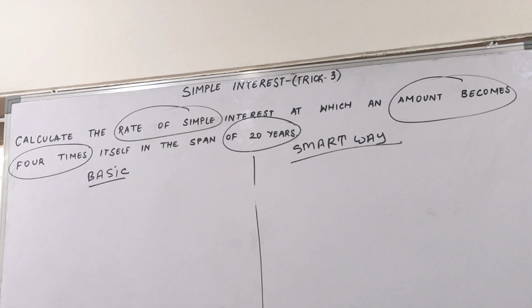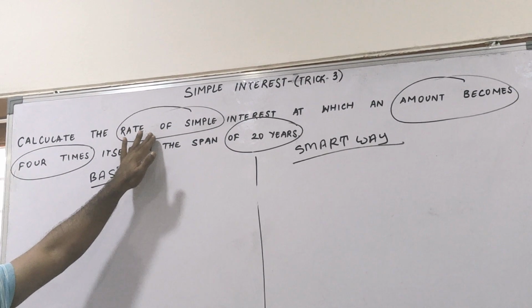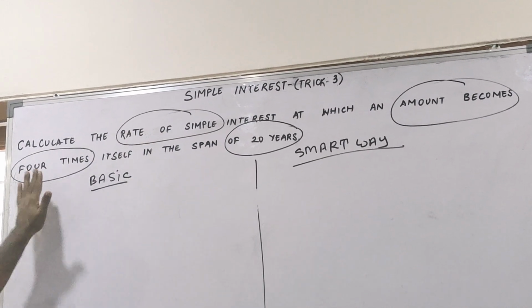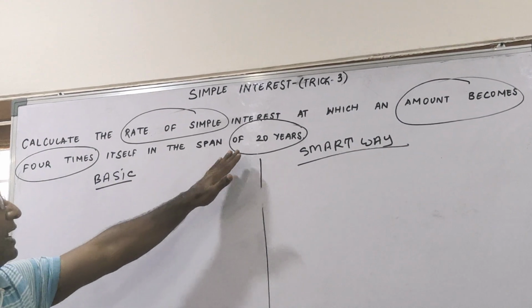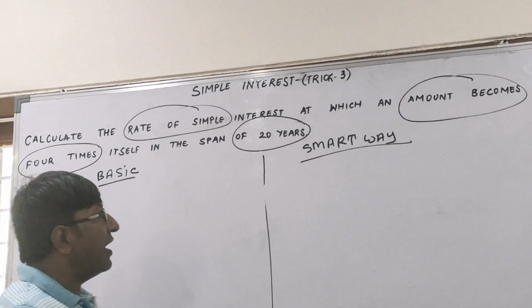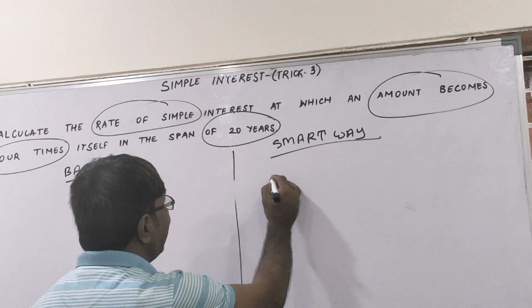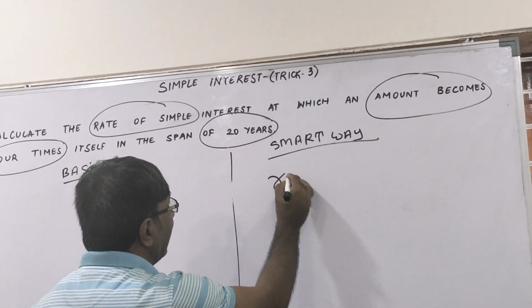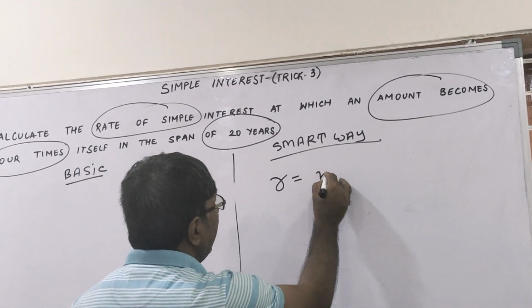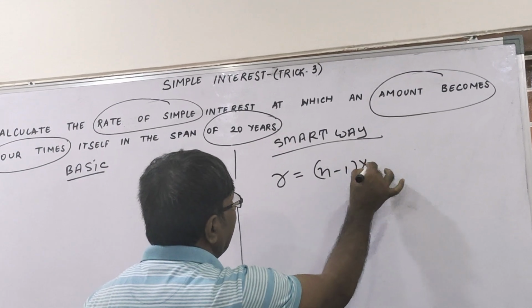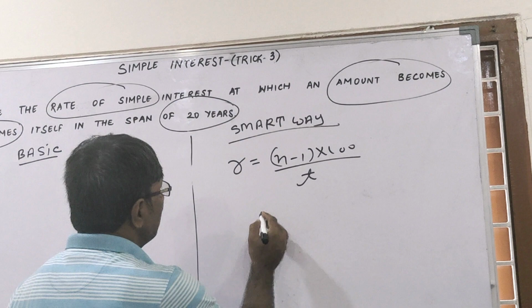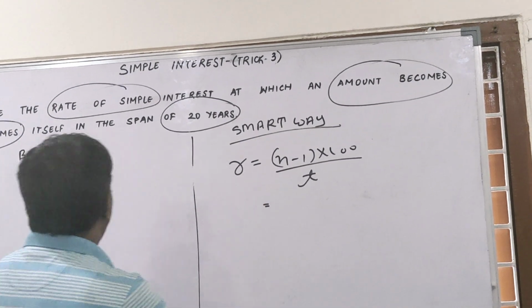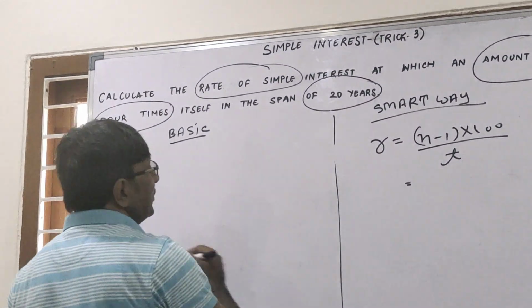In this type of question, the rate of interest is asked, and an amount becomes 4 times, 10 times, or any number of times, with the time period given. A smart way for this type of question is to use this technique: R, the rate of interest, equals (n minus 1) into 100 upon time period t. Here in this question n is given as 4 times, that is 4.